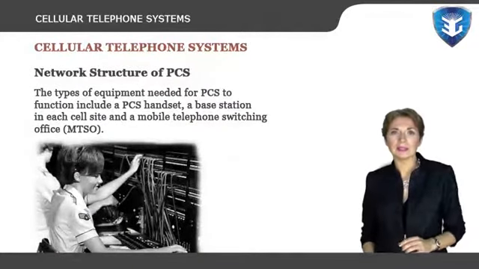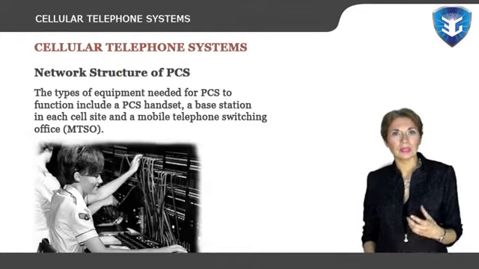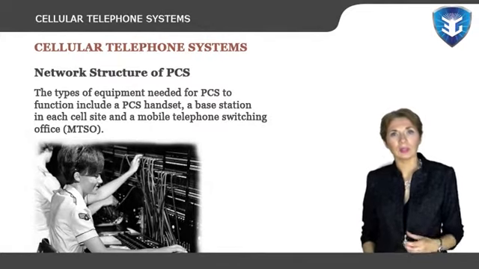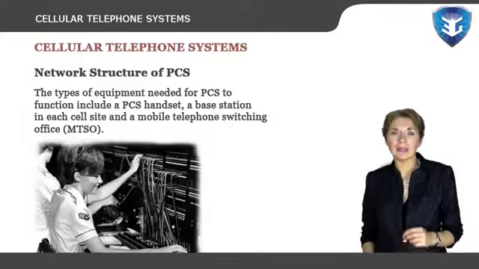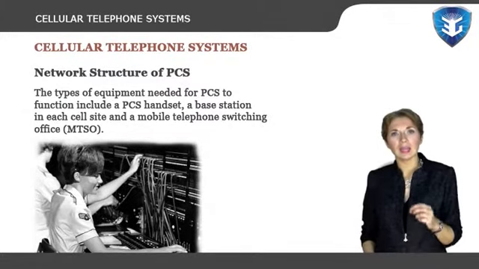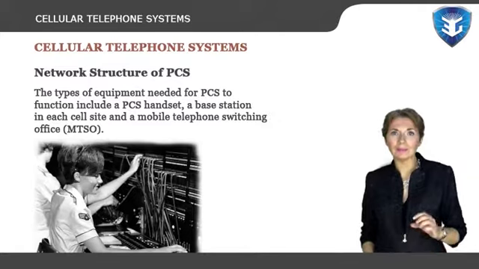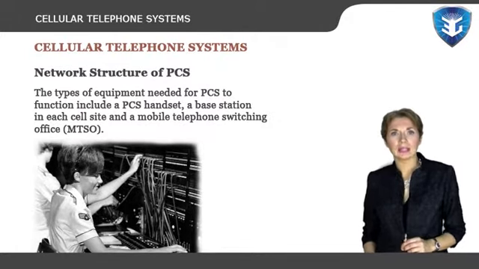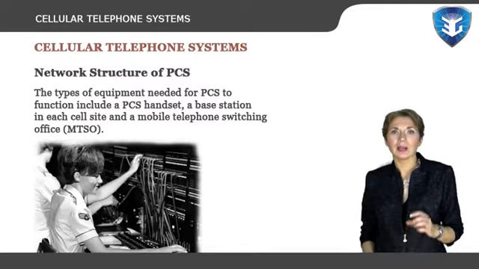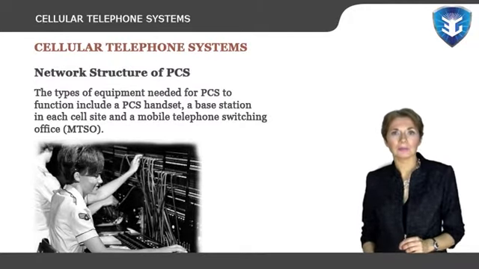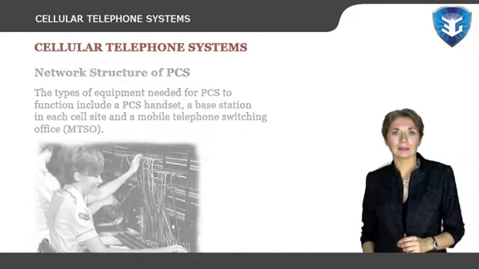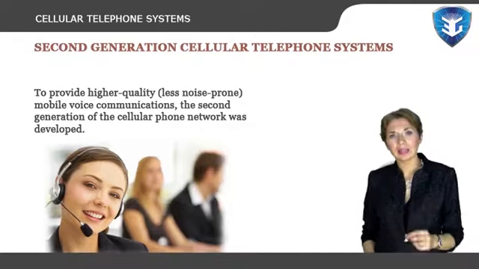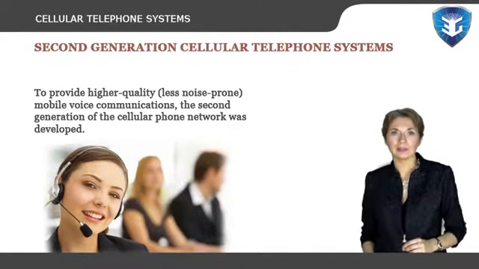Network structure of PCS. The types of equipment needed for PCS to function include a PCS handset, a base station in each cell site, and a mobile telephone switching office, or MTSO. Each base station is connected to an MTSO by a microwave link or a landline. The MTSO controls the switching between the public switched telephone network and the base station for calls between the wireline and PCS. Let's now understand the second generation cellular telephone systems.